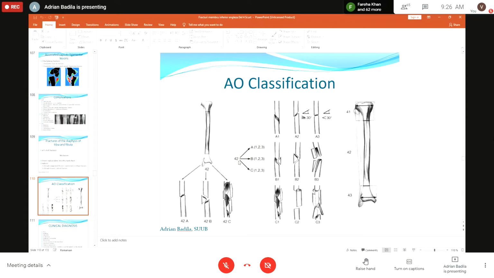So 4, 2. If the fracture is a simple one, the first letter will be an A. If we have a wedge fracture, it means that we have an intermediate fragment or a butterfly fragment, and the first letter will be a B. If we have a complex fracture, the first letter will be a C. As you can see here, 4-2A simple, 4-2B a wedge fracture, 4-2C a complex fracture of the tibial diaphysis.